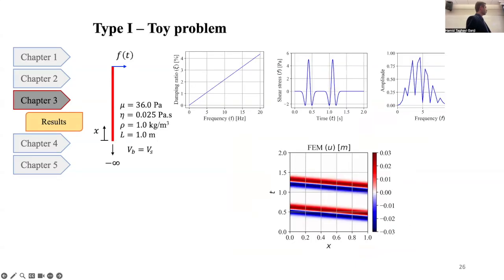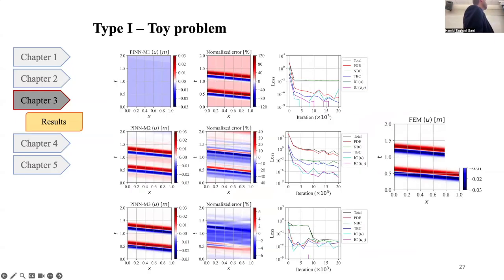So we started checking by considering a toy problem. In this problem, the length of the soil column is 1 meter, the density is 1. This figure shows the damping ratio as a function of frequency and the load which is applied at the top of the soil column as the MVC. And here we are showing the finite element responses of this problem. Now we want to see what is the performance of these three versions of the PINNs that I explained earlier.